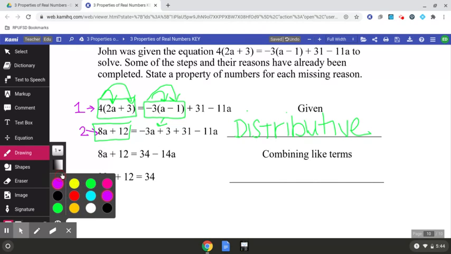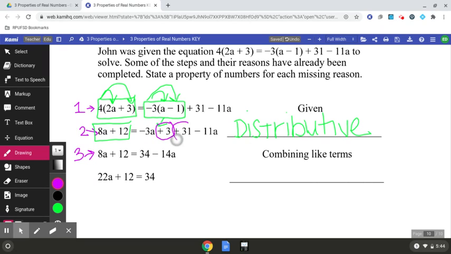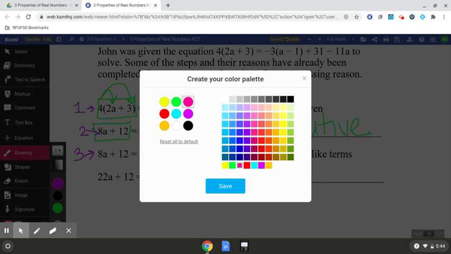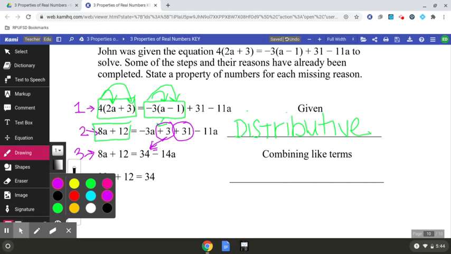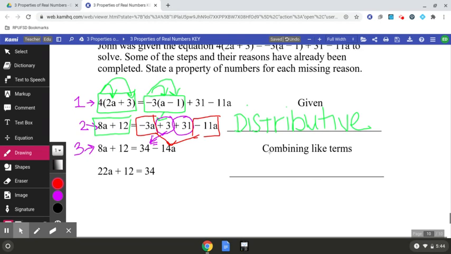Then they kind of already answered the next one for you. They said, well, what changed here? And they said they combined like terms. So on the left side of the equal sign, nothing changed. But on the right side, what they did was they added 3 and 31 to get 34. And then they took -11a and -3a and added them together to get -14a. So they combined like terms.